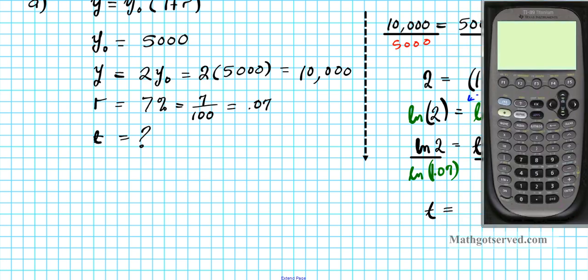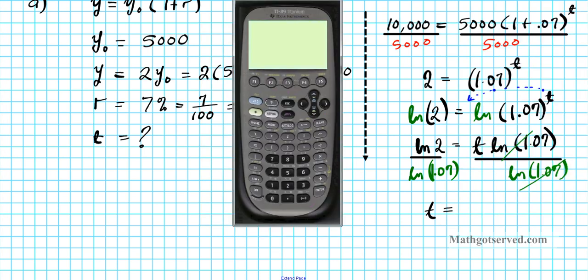So we're going to do, let's see, the natural logarithm of 2 divided by the natural logarithm of 1.07, and the answer is 10.24, rounded to 2 decimal places. So 10.24 years will be how long it takes for our money to double.